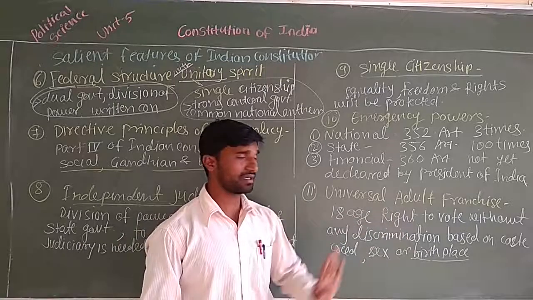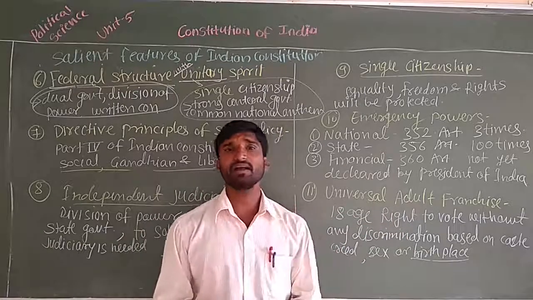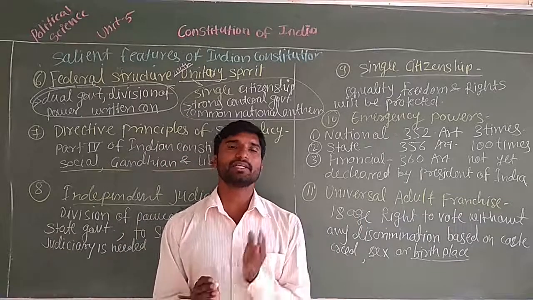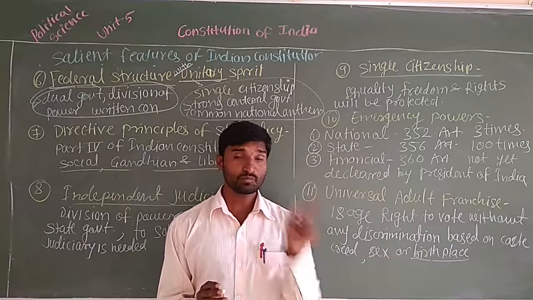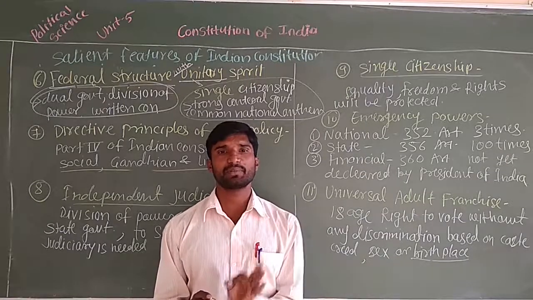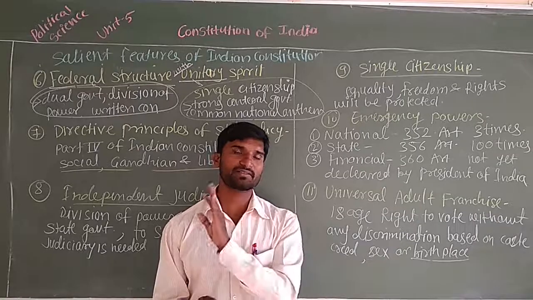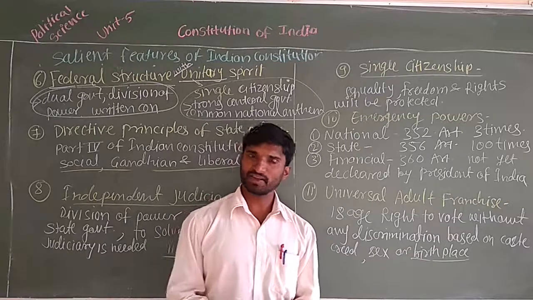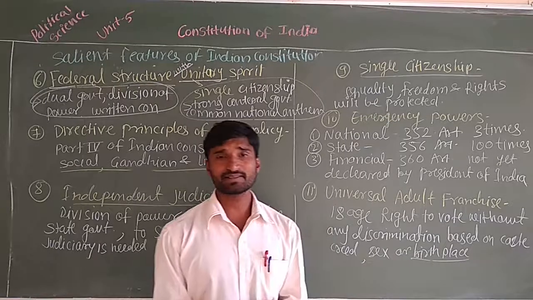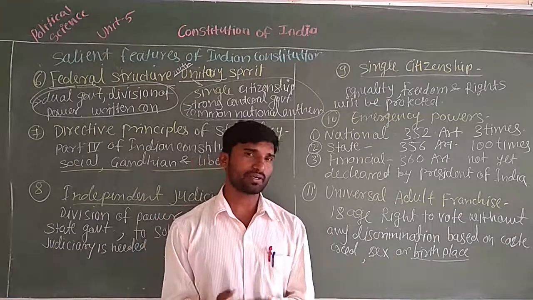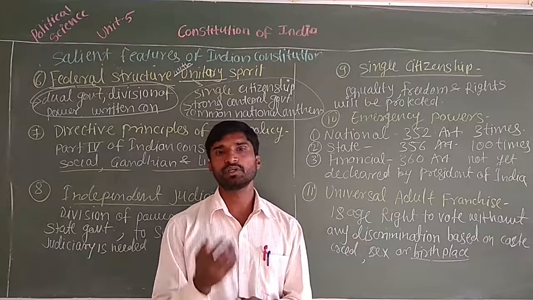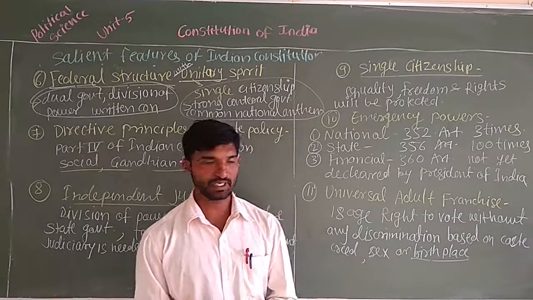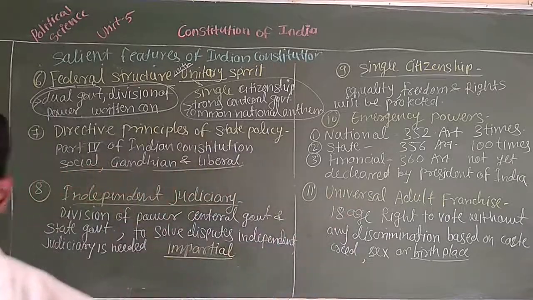The 11th point is universal adult franchise. In India, a citizen who has attained 18 years of age gets the right to vote without any discrimination based on caste, creed, gender, sex, birthplace. जो भारत का रहवासी है, सदस्य है, और जिसकी आयु 18 साल की है, तो उस व्यक्ति को चुनाव का अधिकार, मतदान का अधिकार मिलता ही है. Okay, so these 11 points we have completed here.